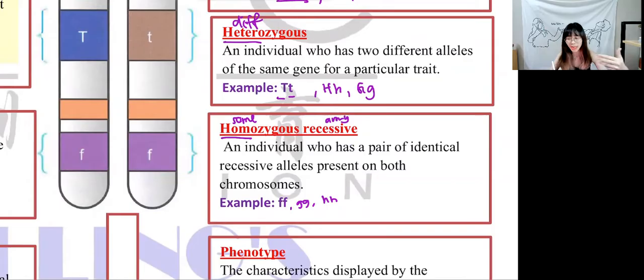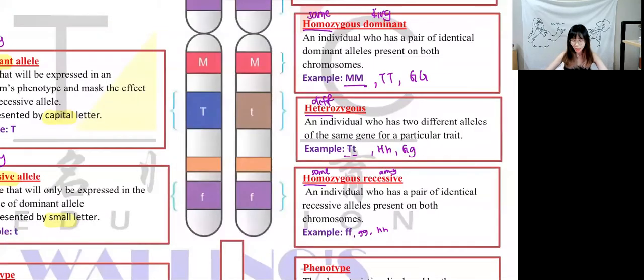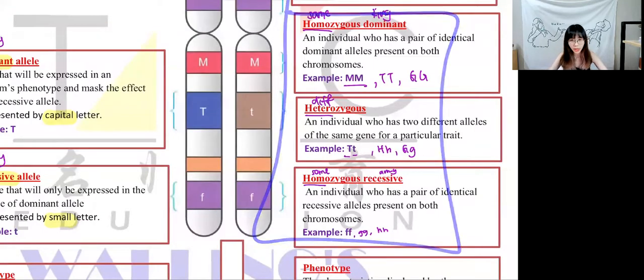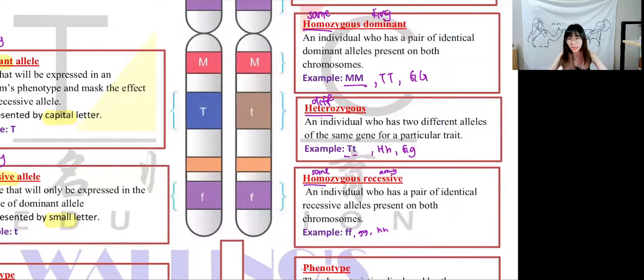To show that they are the army, they want to show their power. So we have two army to show that they have power: two small f, two small g, or any alphabet that you prefer. We call this a homozygous recessive. These are the types that we have to know: homozygous dominant, heterozygous, homozygous recessive. These are the three things that we have to differentiate: which one is dominant, which one is recessive, which one is heterozygous.